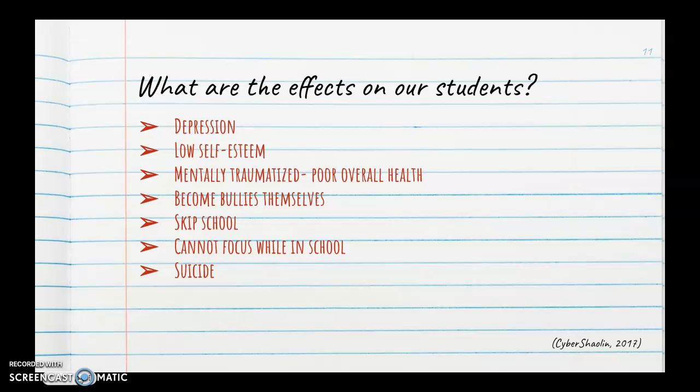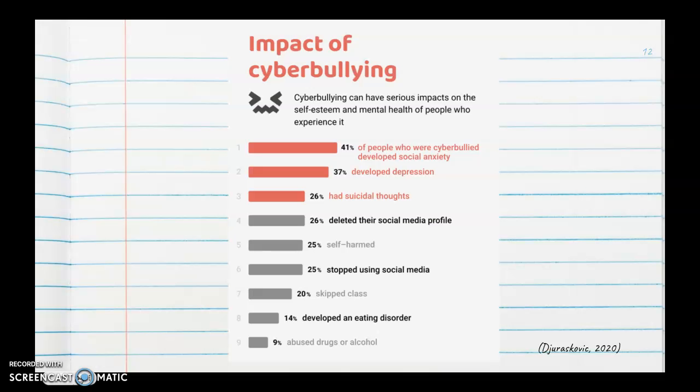And when they have that depression and that low self-esteem, when they are being sought after day to day to bully, that is actually going to overall affect their health. We might see students who become bullies themselves. You know, we tell our kids, hurt people, hurt people. If our students are hurt, they're going to look for other people to hurt. We might see an increase in truancy, kids skipping school. They might not be able to focus well in school, and unfortunately, some students feel like the only way out of cyberbullying or bullying in general is through suicide.